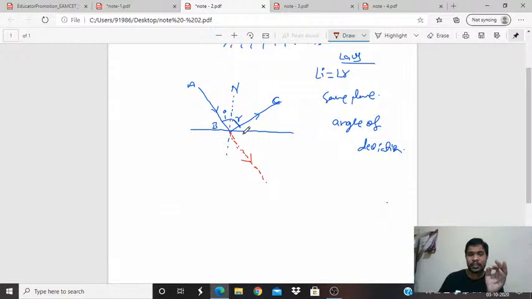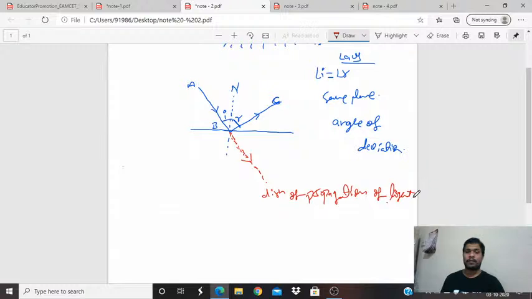If it is not reflecting, it can follow the same path, that is, propagate in the same direction. This is the actual direction of propagation of light. But it is not moving in the same direction. If it is not reflecting, it should move in this direction. But it is reflecting now. That means without going in the actual direction, it turns this much. The light is turned, deviated this much. So this is called the angle of deviation.